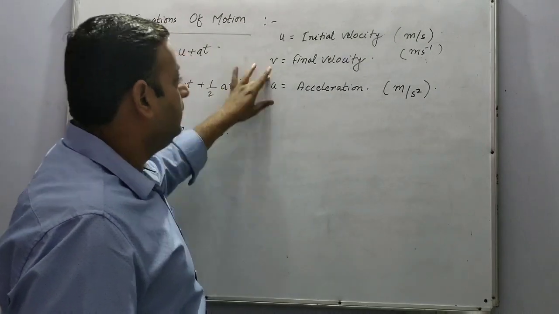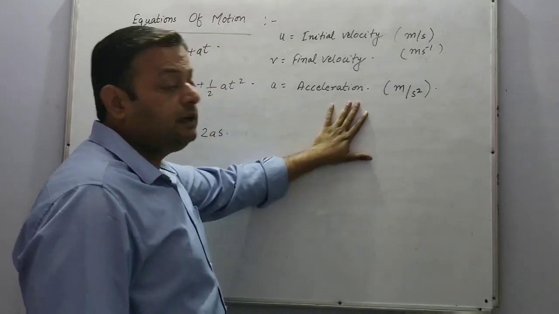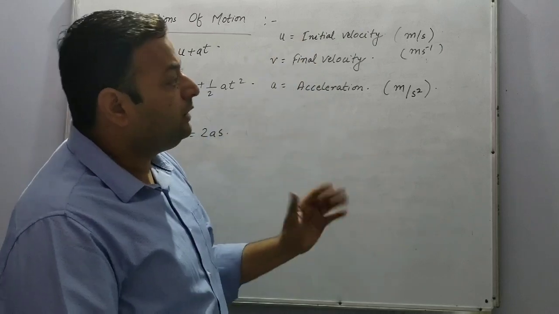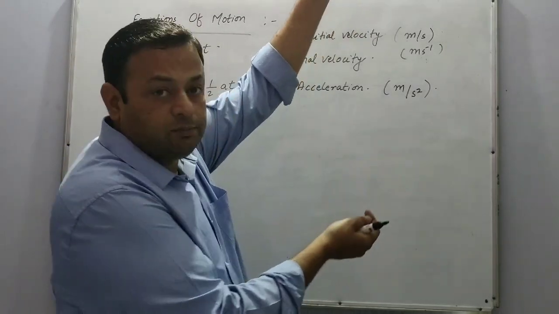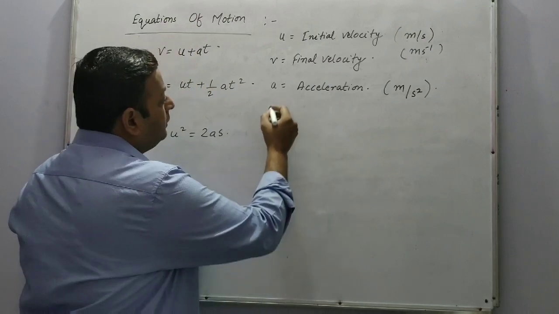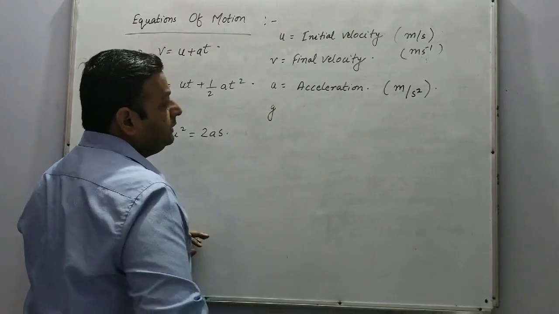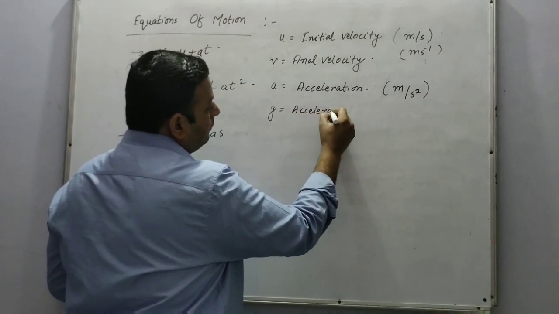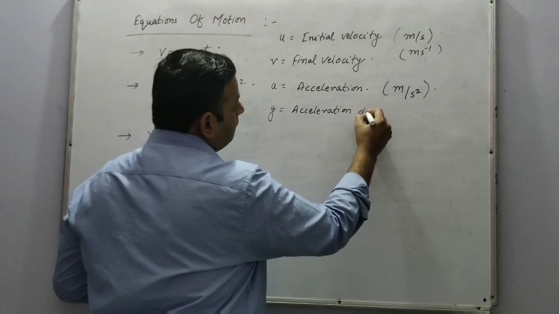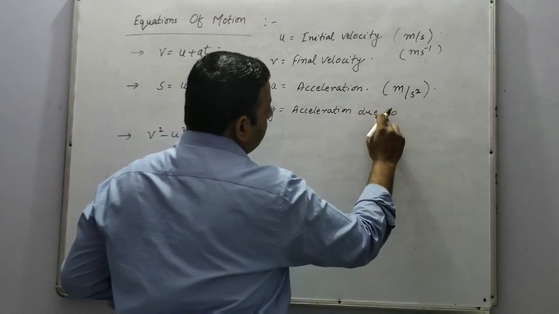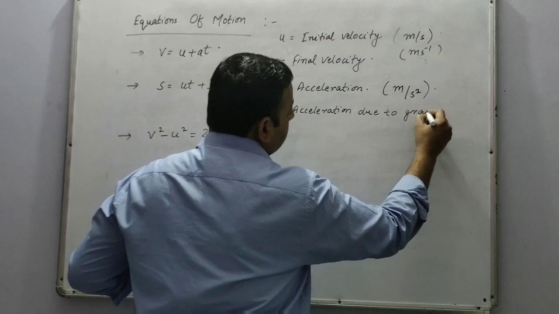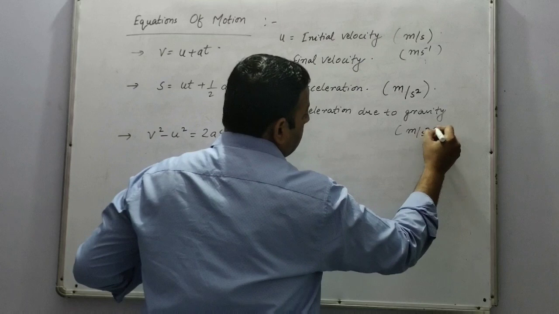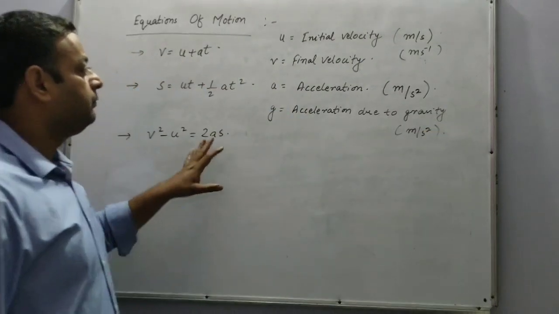The letter small a represents the acceleration in case of horizontal motion, whereas in case of any vertical motion, suppose an object is falling from a certain height, we use the letter G. This is called acceleration due to gravity. And the unit remains the same.